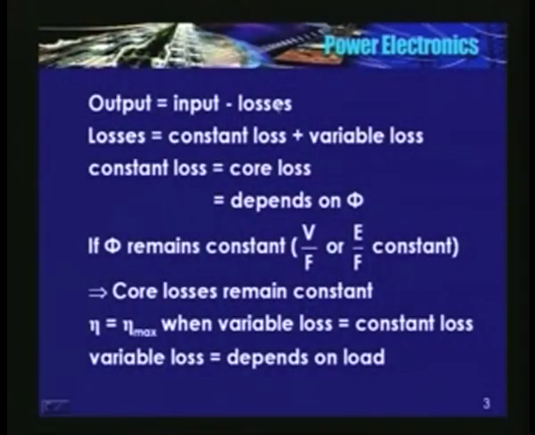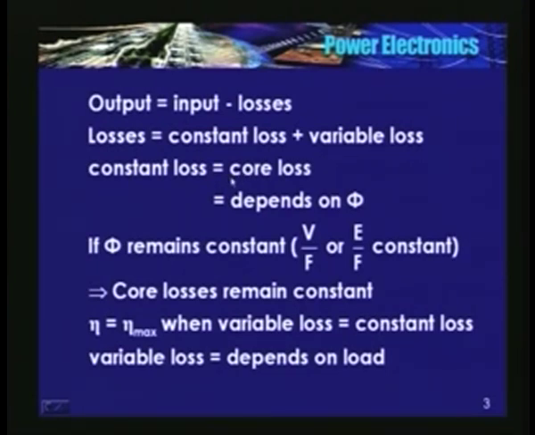What is another advantage? It is possible to operate the machine at maximum efficiency over a wide range. How is that possible? Just see here. We all know that output is equal to input minus losses. Now what are the losses? There are two types. One is constant loss plus the variable loss.